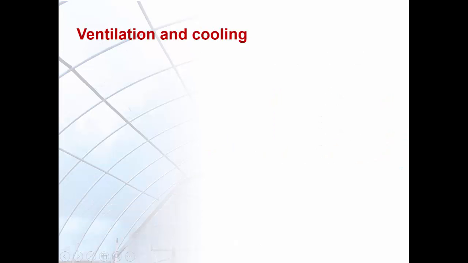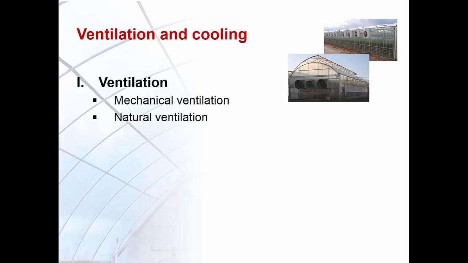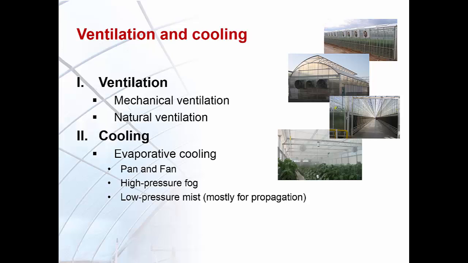Typical methods to prevent excessive temperature rises in greenhouse systems are ventilation and cooling. Ventilation can be achieved by mechanical ventilation with fans, or by natural ventilation using roof and side vents. Some common cooling methods are evaporative cooling systems, such as pad and fan, high pressure fogging systems, and low pressure misting systems, which are mostly used for propagation houses.